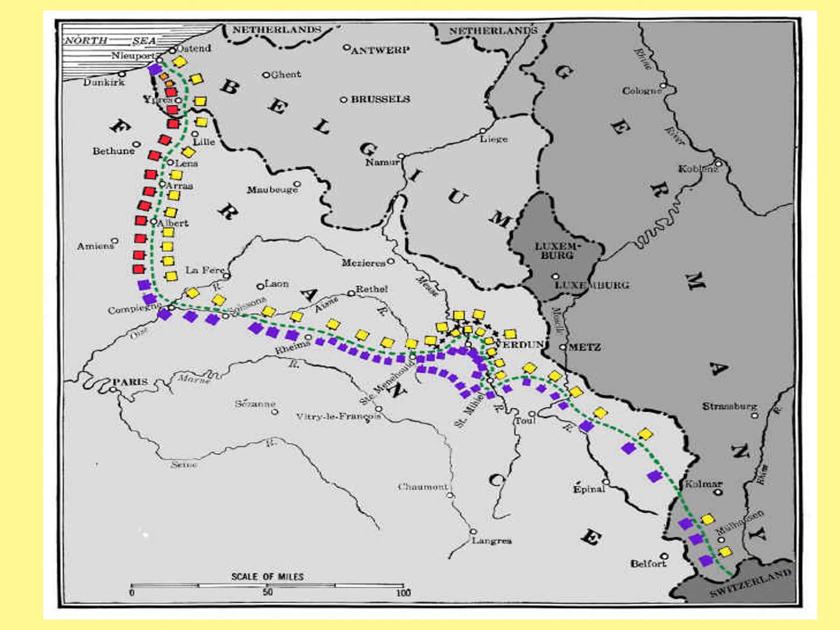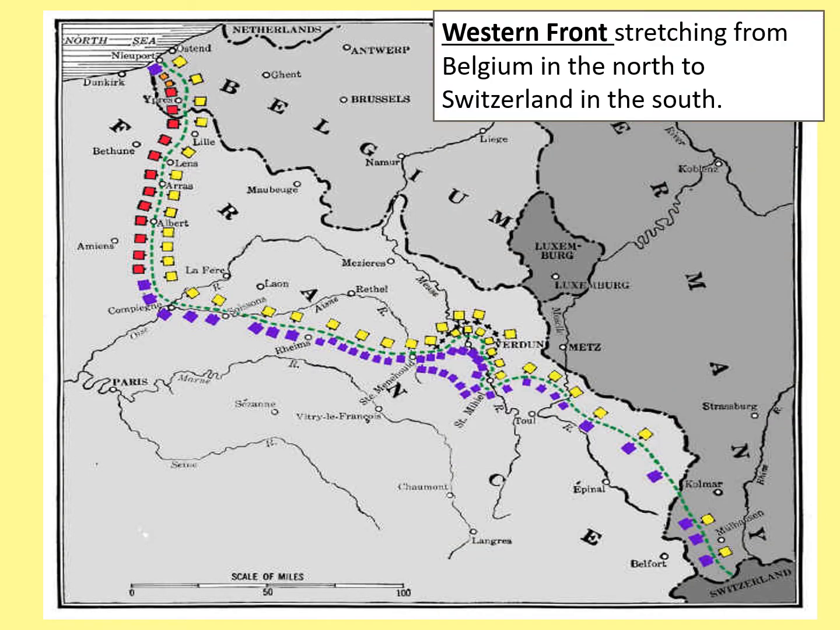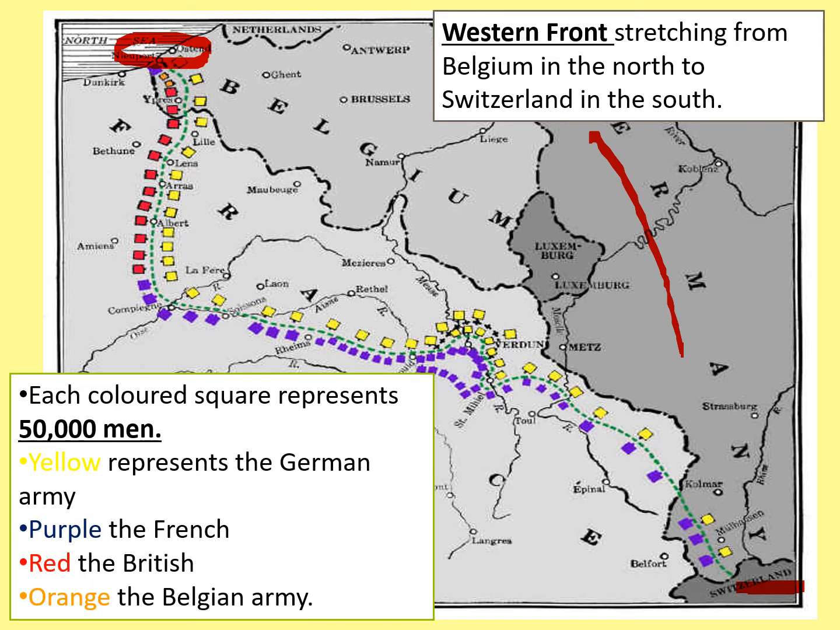Now, the next diagram here, this is the Western Front stretching from Belgium in the north to Switzerland in the south. So you've got the north here with Belgium, France, and Switzerland down here at the bottom. Germany is here. And these coloured dots all represent the different troops. So yellow represents the German army, purple represents the French army, red is the British, and orange is the Belgian army.